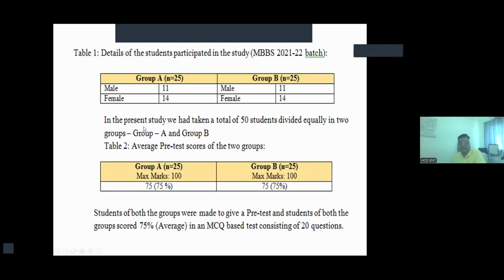In the first category, details of the students who participated in the study. In the first group, Group A, male was 11 and female was 14. In Group B, I deliberately made the same proportion of male and female as in the different group. In the present study, we have taken a total of 50 students divided into 2 equal groups. If we see the students of both the groups, the pre-test score was more or less similar. I have rounded off the figures to 75. There was a very minor, less than 1% difference between the two groups in the pre-test scores.